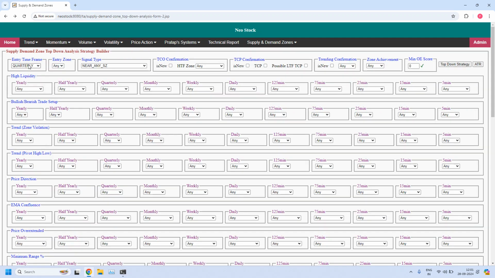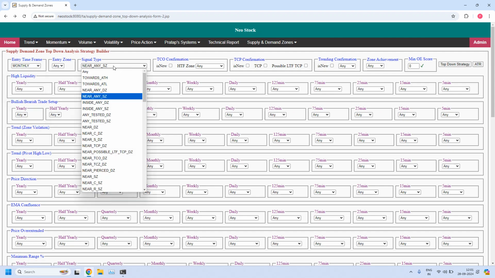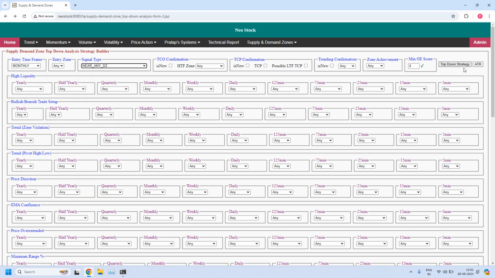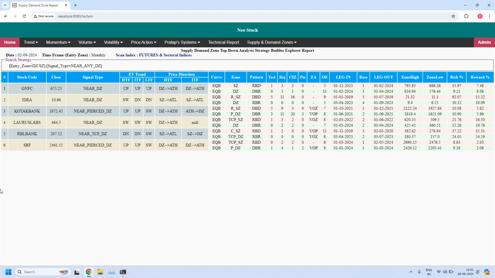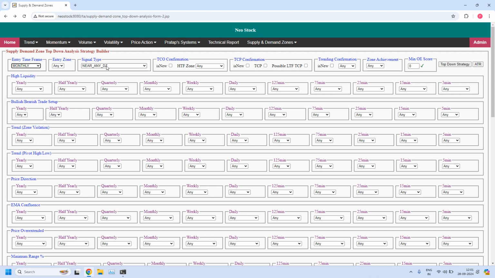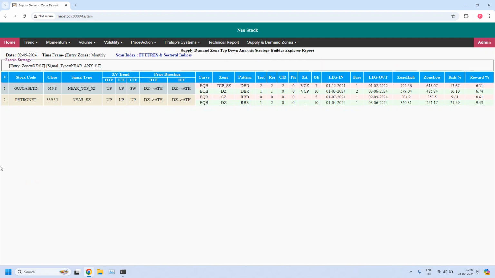Next time frame is monthly. Let's find the stocks near monthly demand zone. 6 stocks are filtered near to the monthly demand zone. Next, for monthly time frame, let us find the stocks near monthly supply zone. 2 stocks are filtered near to the monthly supply zone.